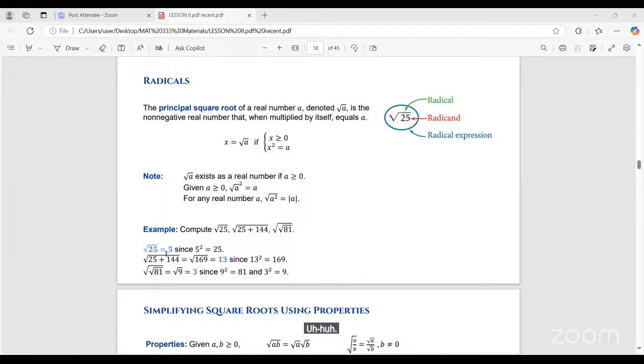The square root of 25 is equal to 5, since 5 squared is 25. We have the square root of 169, which is 25 plus 144. The square root of 169 is equal to 13, since 13 squared is 169. The square root of 81 will give you 9, and the square root of 9 is 3, since 9 squared is 81 and 3 squared is 9.